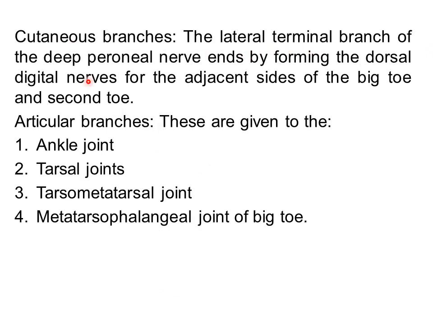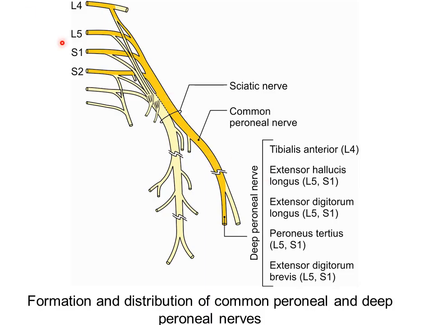Cutaneous branches: the lateral terminal branch of the deep peroneal nerve ends by forming the dorsal digital nerves for adjacent sides of the big toe and second toe. These are the cutaneous branches. Articular branches are given to the ankle joint, tarsal joints, tarsometatarsal joint and metatarsophalangeal joint of the big toe. Let us discuss the course of the tibial nerve. It has a long course, first in the popliteal fossa and then in the back of the leg.